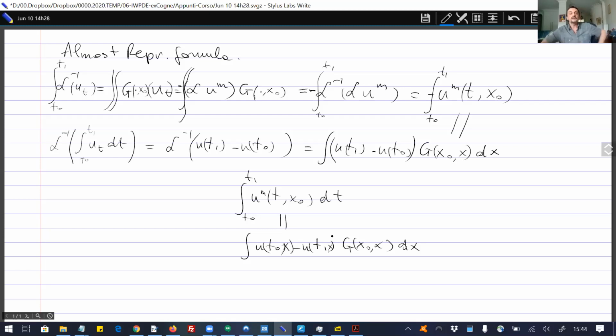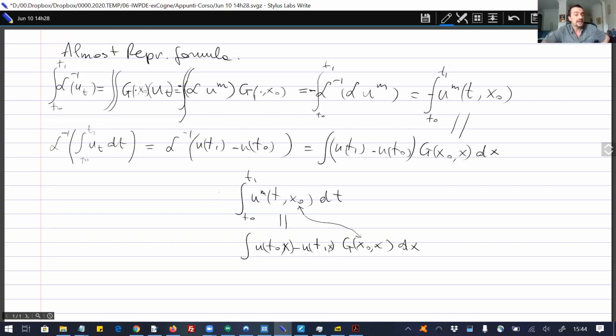Okay? So now this is almost a representation formula. What do we need? We need to make this explicit, because x0 is already fixed and it is the same x0 of the Green function. Good, it's a pointwise information in space. We would like to have a pointwise information also in time. So what do you use now?